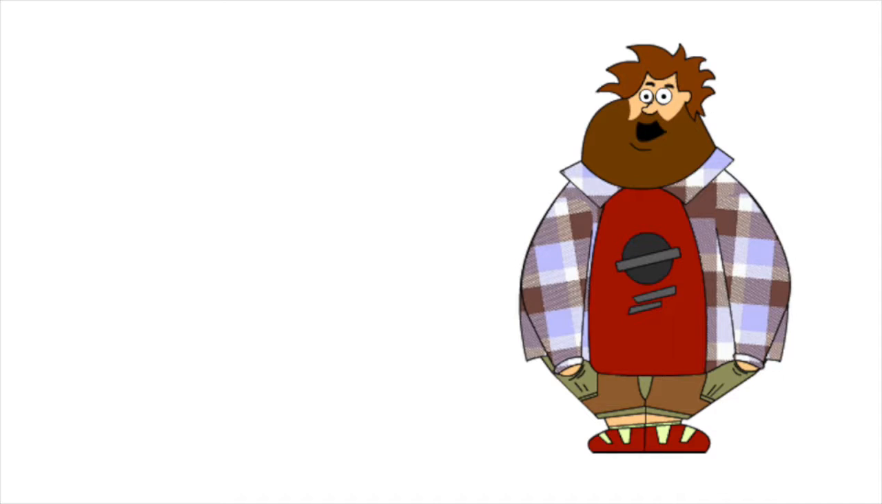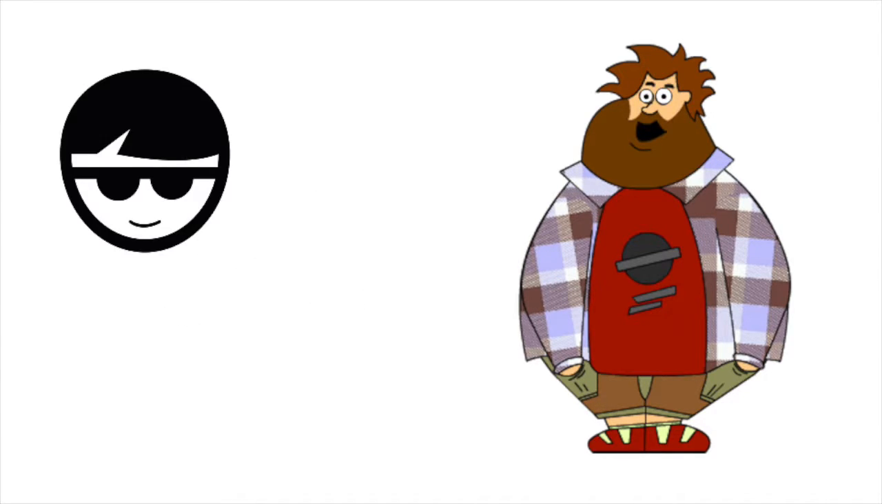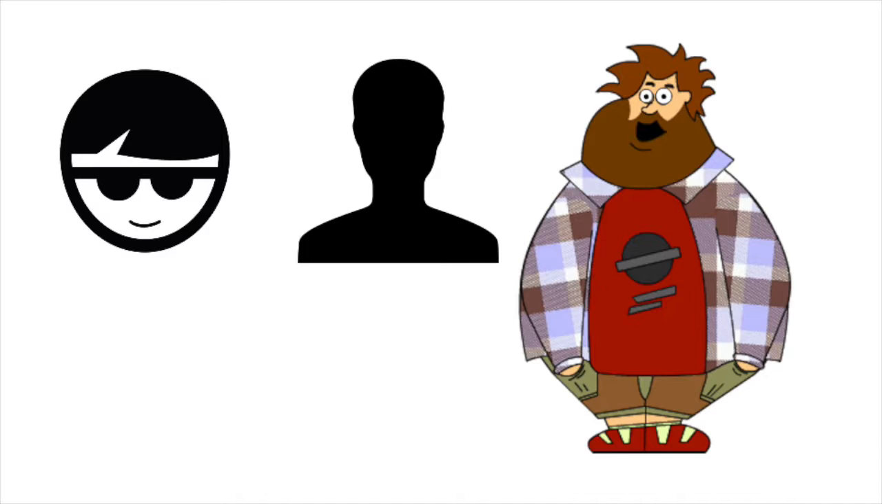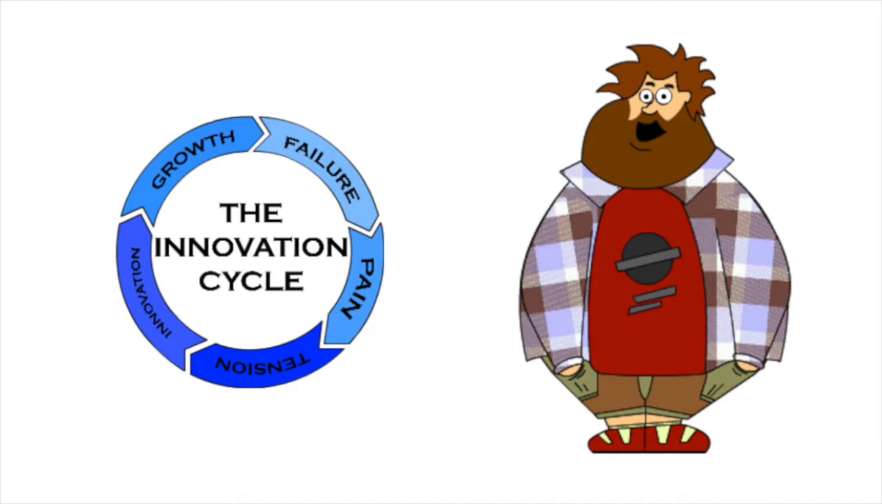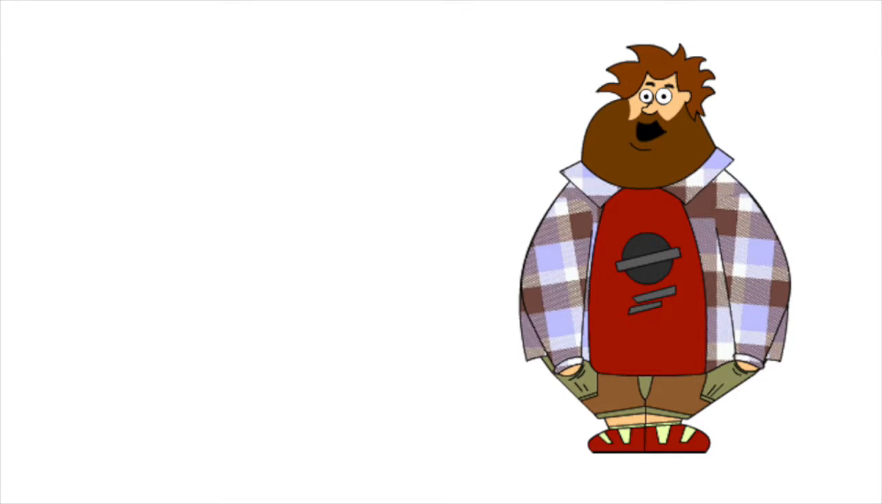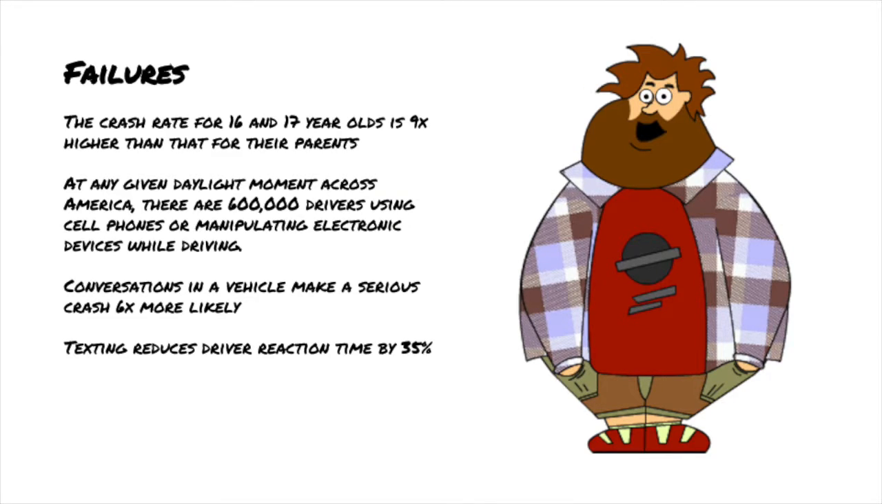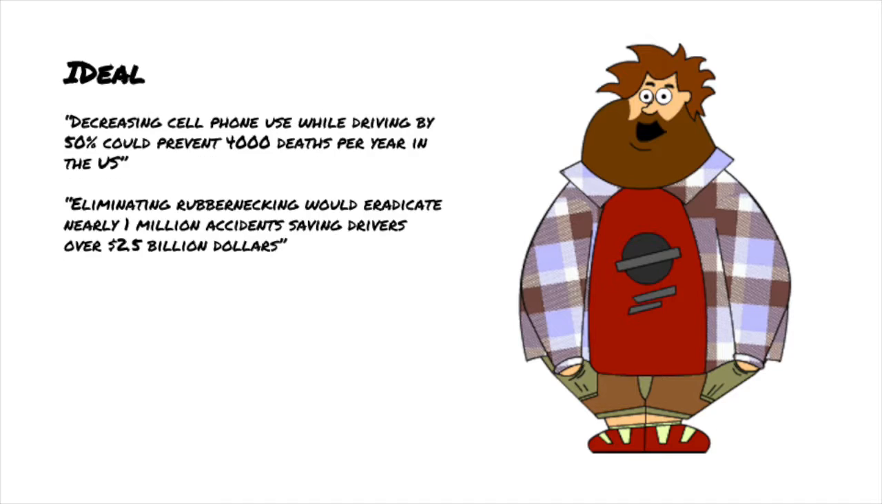Therefore, they began to discover how an innovative serious game could change the behavior of teens and their parents in using smartphones and thereby saving lives. Using the innovation cycle, the students identified the following failures and pain points, and they also identified the ideal state if they could develop an effective serious game to address the problem.